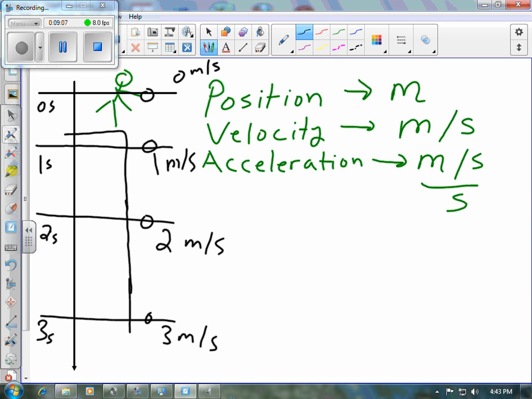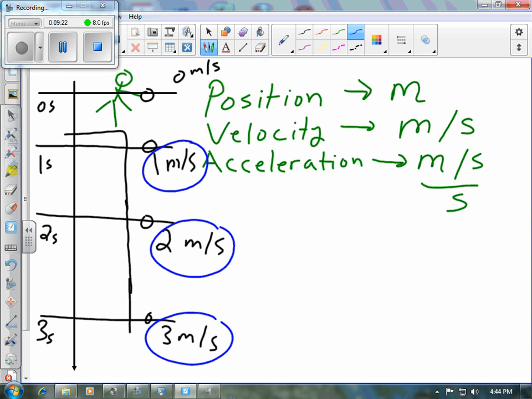How many meters per second is it gaining every second? 1. So look at right here at this position, we're at 1 meter per second. A second later, we're at 2 meters per second. A second later, we're at 3 meters per second. So we're gaining 1 meter per second, which is our velocity, and we're gaining that every second. Meters per second per second. Okay? 1 meter per second every second. Meters per second per second.